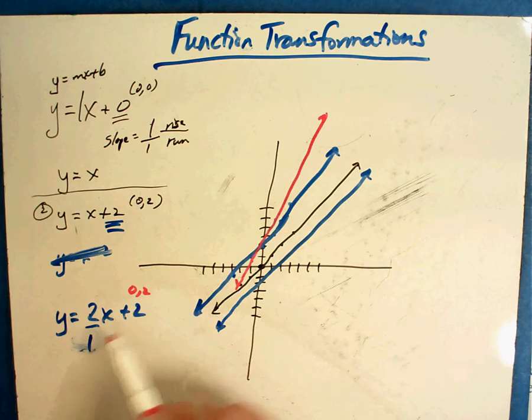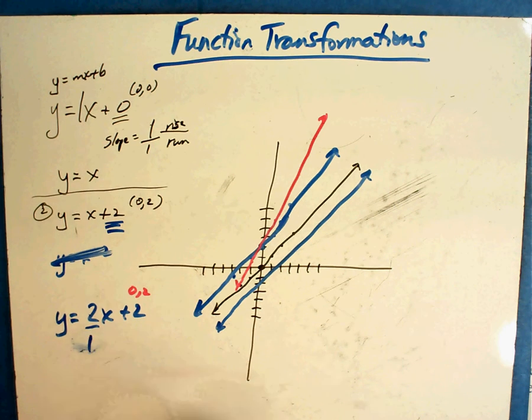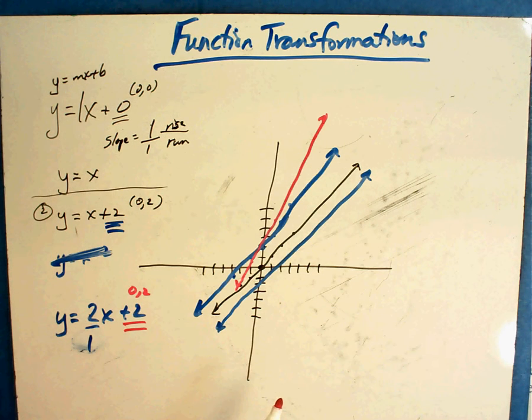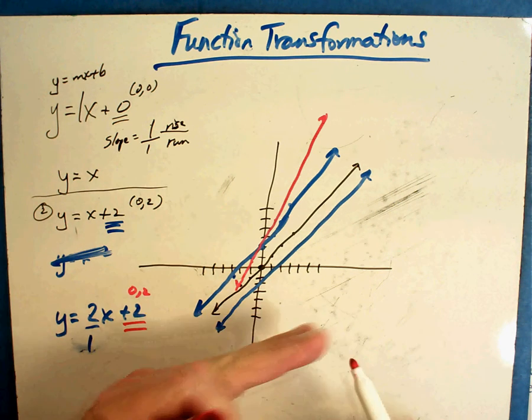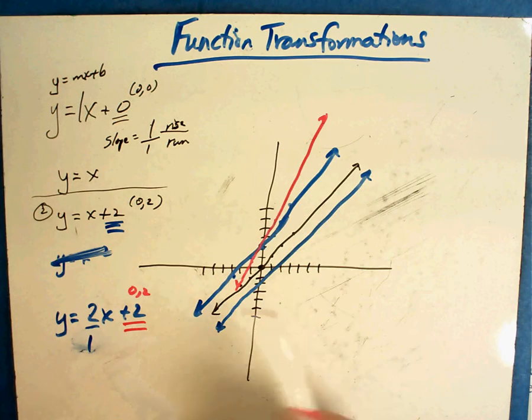Why does that happen? The slope changed. So if I change the slope, it gets steeper. If I change the y-intercept, it moves along the line. What actually happens is when I had this, it was the same angle, it just moved up or it moved down. How do I make it steeper or less steep?